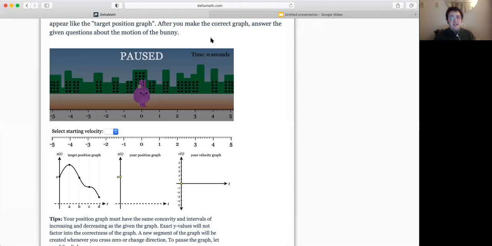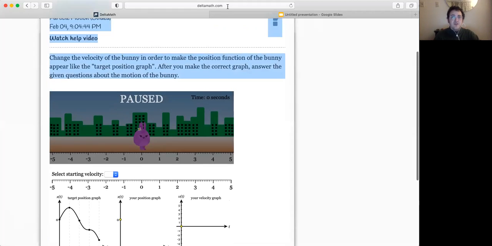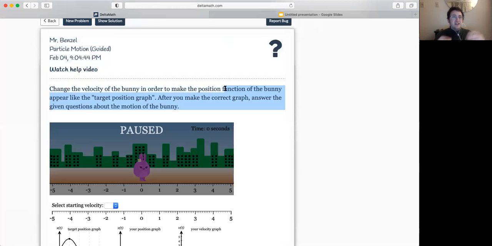All right. The first type of question that we're going to look at today on Delta Math is the guided particle motion question. What this is going to give us, it says change the velocity of the bunny in order to make the position function of the bunny appear like the target position graph. So what you have to do is look at the target position graph and see what happens after you make the correct graph. Answer the questions about the motion of the bunny.